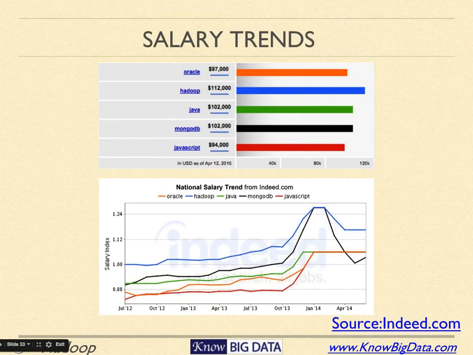All right. The salary trends you can clearly see. This one I have gathered from Indeed.com. You can also go through it and you will realize that Hadoop has great salaries. And the salary trend is anyway better than almost every other technology.